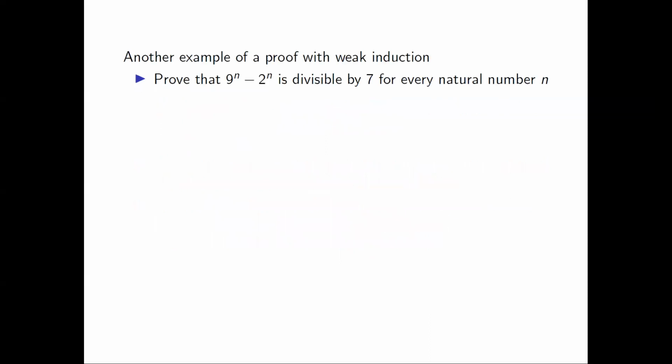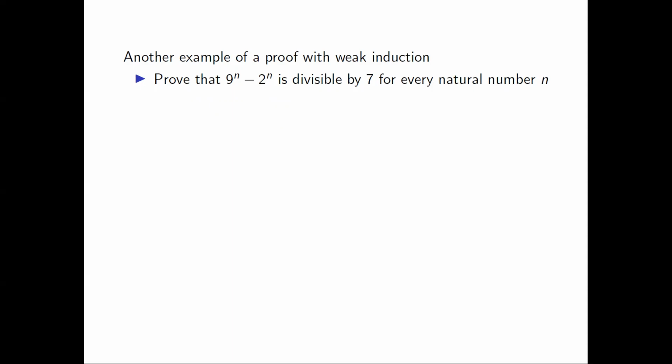Before we finish this video, let's look at another example of a proof that we can do with weak induction. This is a different kind of problem that we haven't seen yet, but it's something that is going to be very straightforward with induction, and it'll follow the same pattern of the induction proofs that we've seen. The problem is to prove that for every natural number n, the number 9 to the n minus 2 to the n is divisible by 7.